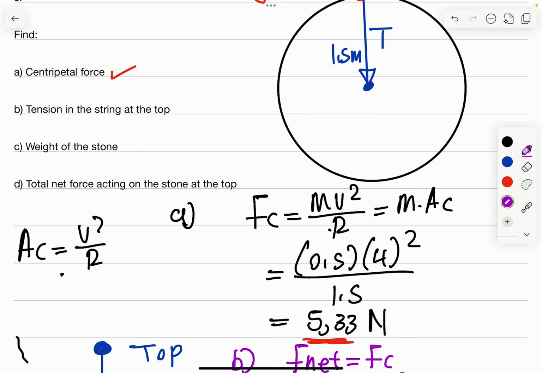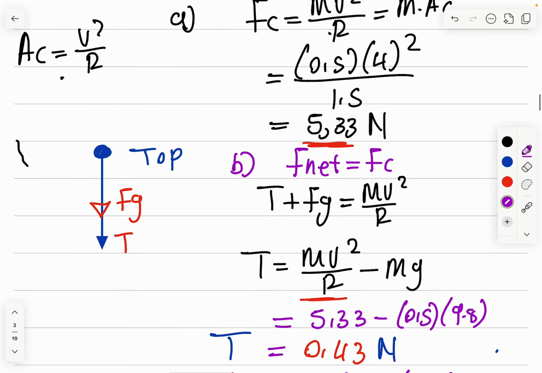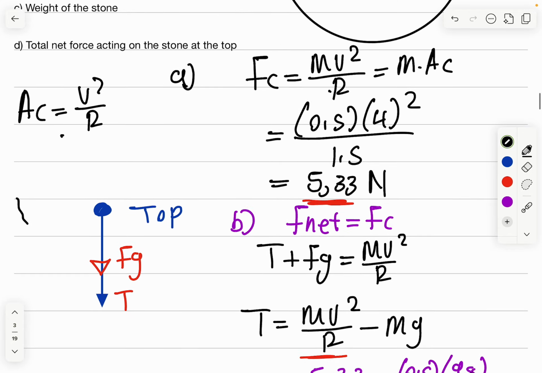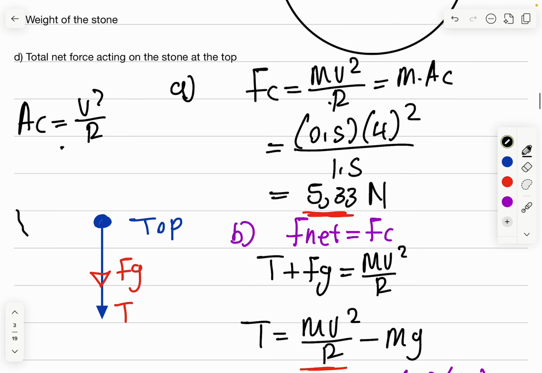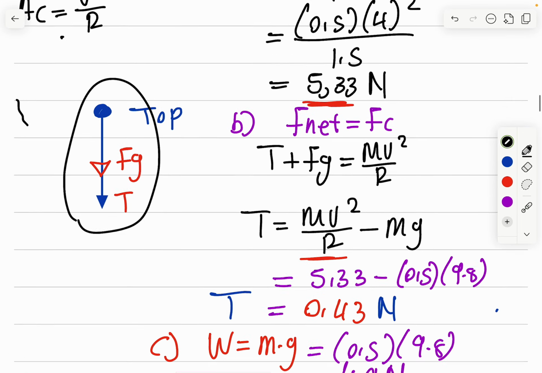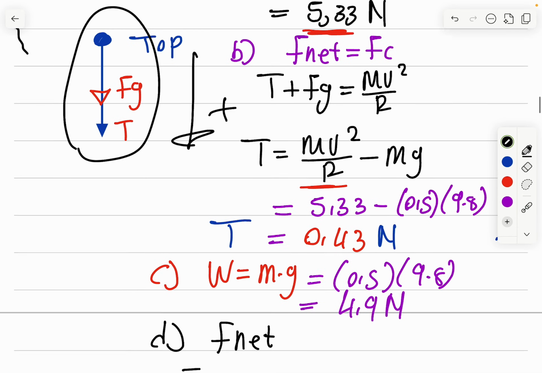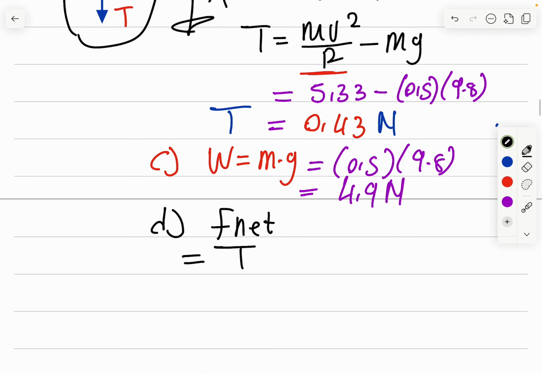Understand? Another question says calculate the net force acting on the stone at the top. It means they want letter D. They want the F net. F net, they're talking about the forces that are at the top. You know, forces are vectors. They have direction. We're going to choose downwards as positive. Meaning I'm going to say tension plus Fg.